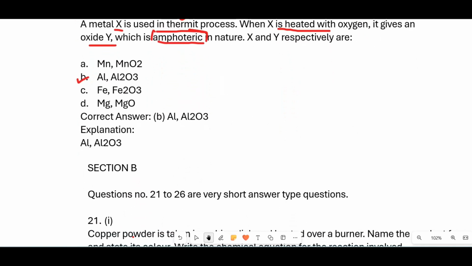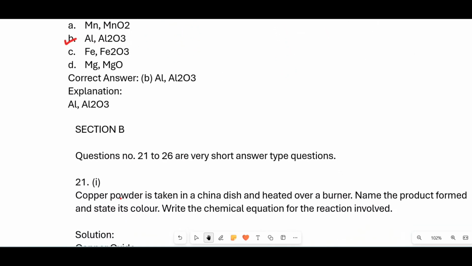Now section B questions. Section B questions usually contain 2 marks.